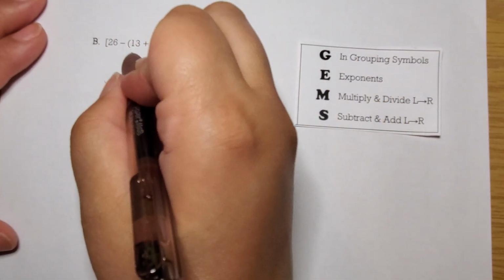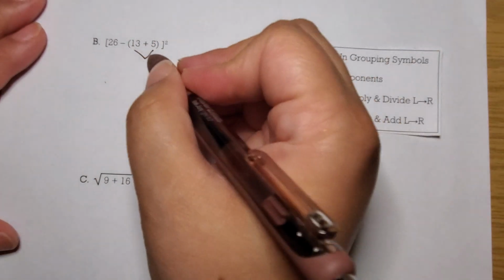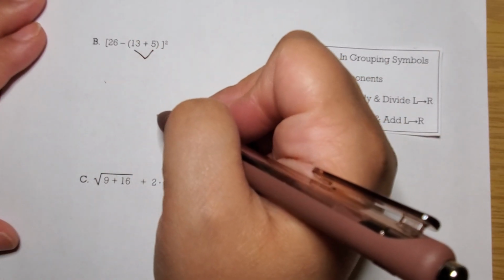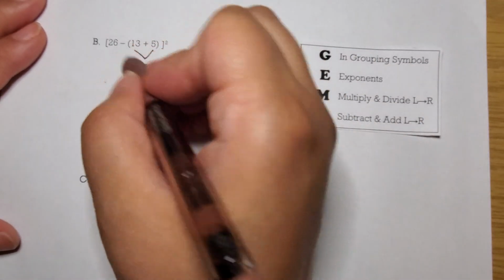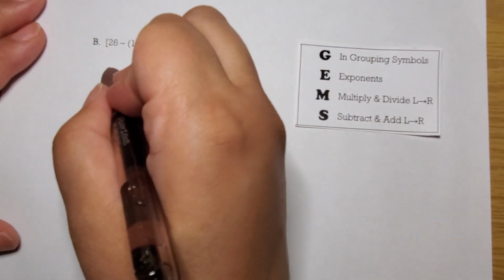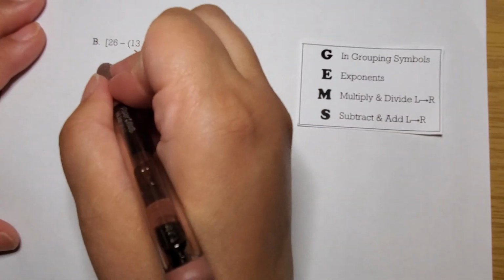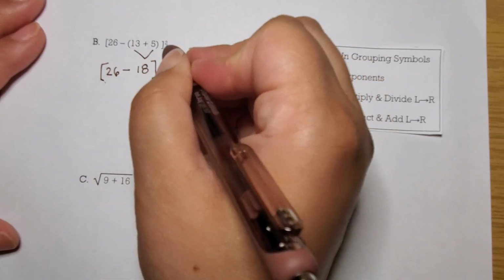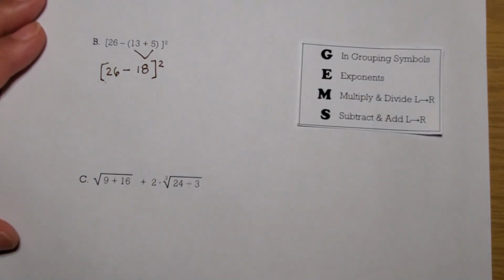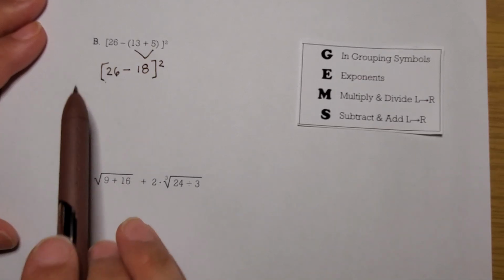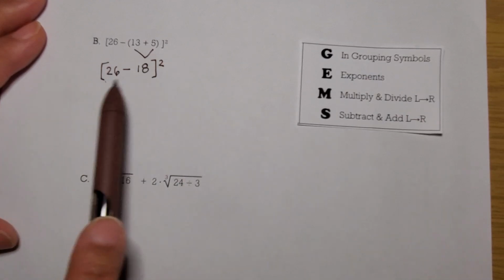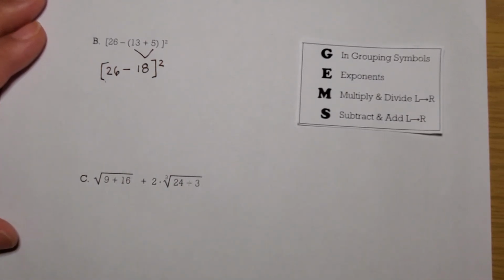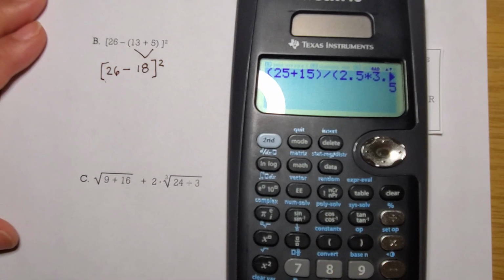So let's do this 13 plus 5 first, because that is the inside-most grouping symbol. And that gives me 18. Then I'm going to bring down the subtraction and the 26. And I keep those brackets. And I bring down the squared. Okay, we still have grouping symbols here. So that's still our first level of work to do. So we're going to do this subtraction. So 26 minus 18 gives us 8.